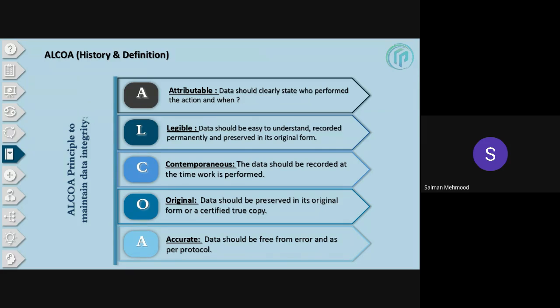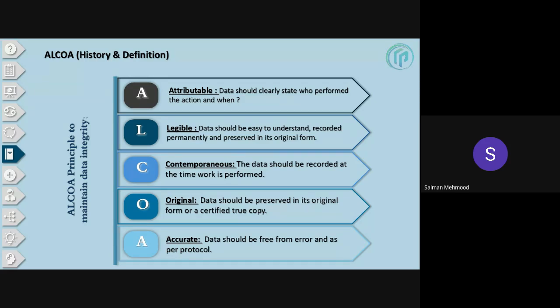O for original. Original means the first capture of the data, or first recorded data. That is the raw data. For example, if we talk about HPLC, the electronic chromatogram file is the original data, not the printout reports.